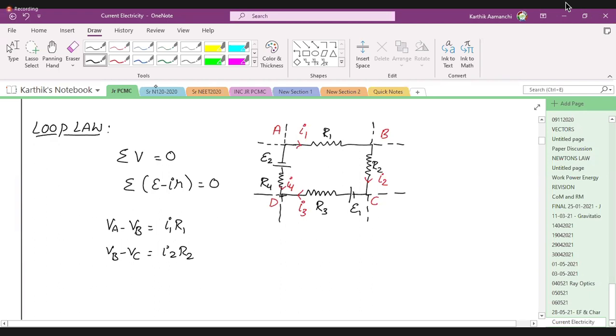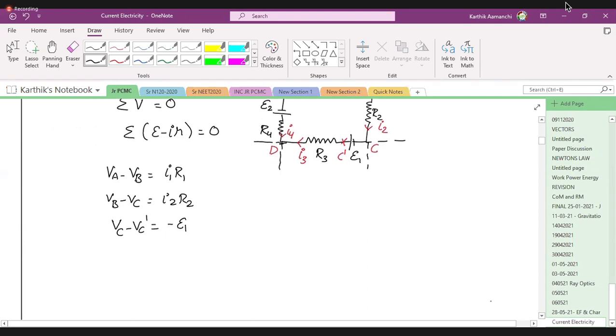I'll do one thing. I'll take this point as C dash. So VC minus VC dash will be how much? Take it down. I'll tell you the sign convention later. It will be minus epsilon 1. Then VC dash minus VD will be how much? Right?